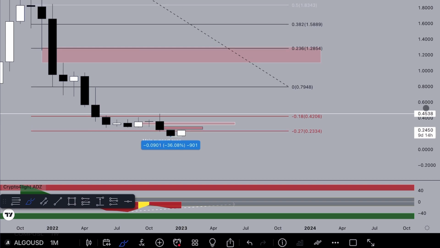So for Algo, for the long term, I already showed you the yearly time frame, so we can double check my targets, maybe even higher. We don't know.